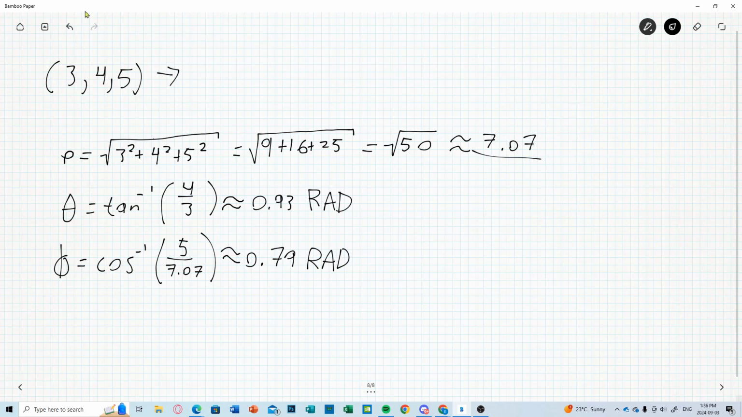So instead of having 3, 4, 5 as our x, y, z, we're going to have our new spherical coordinates be 7.07, 0.93 radians, and 0.79 radians.